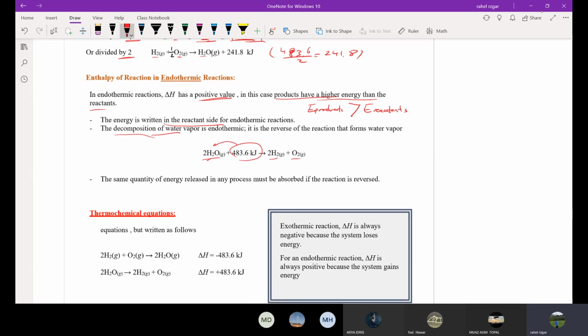As you can see from this note, the same quantity of energy released in any process must be absorbed if the reaction is reversed. For example, if A plus B, when it becomes C, it is exothermic. So if C becomes A and B again, it has to absorb the same amount of energy. So we just reverse the reaction with the energy again, and we'll have the reverse reaction.